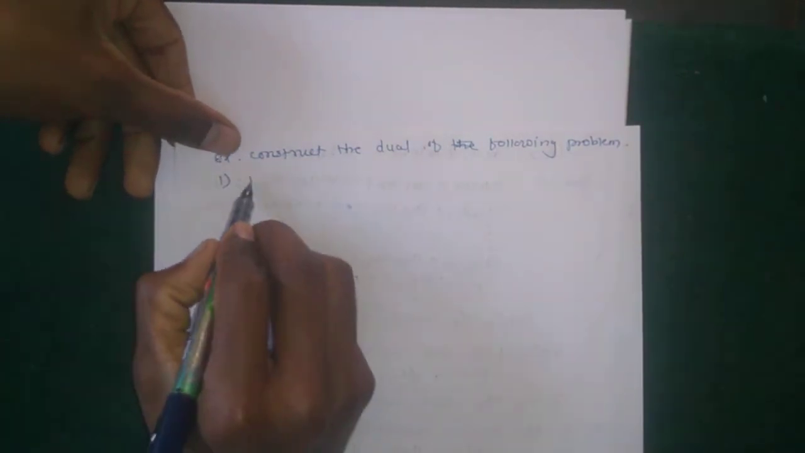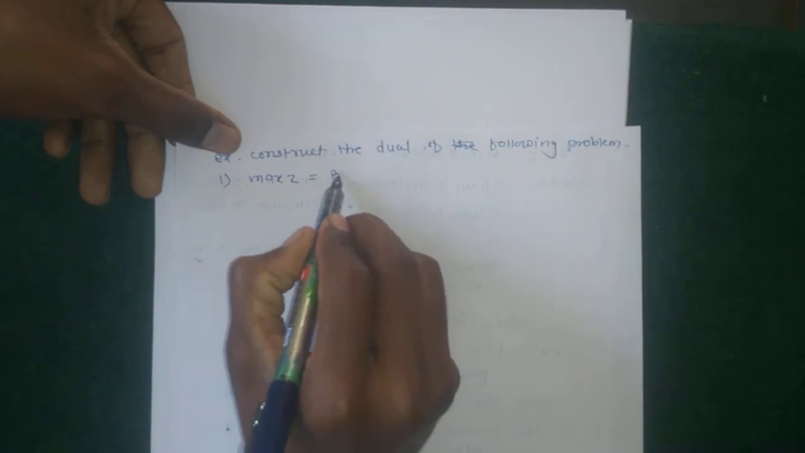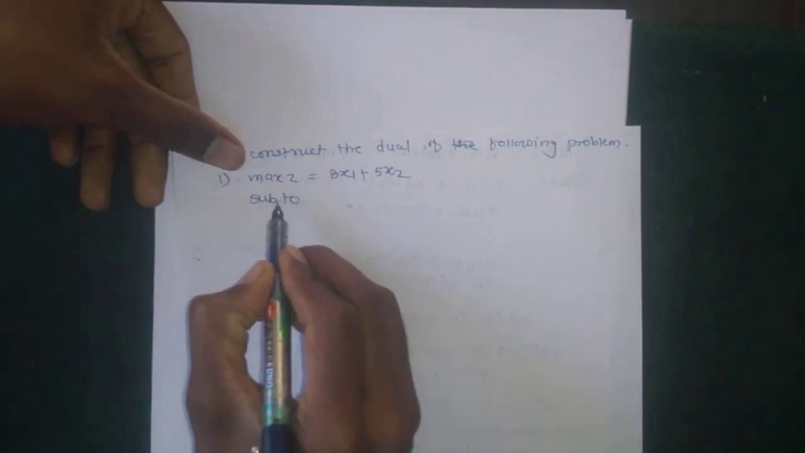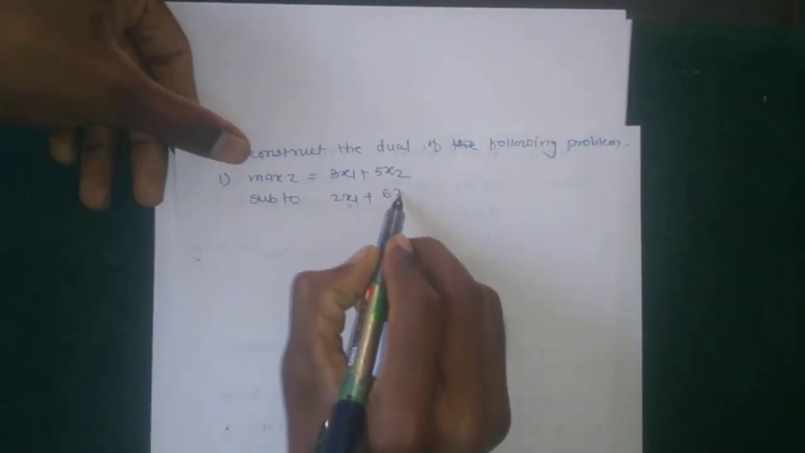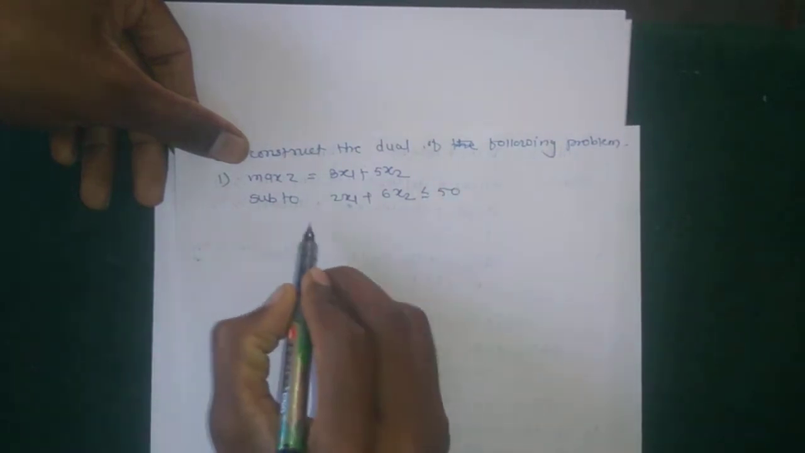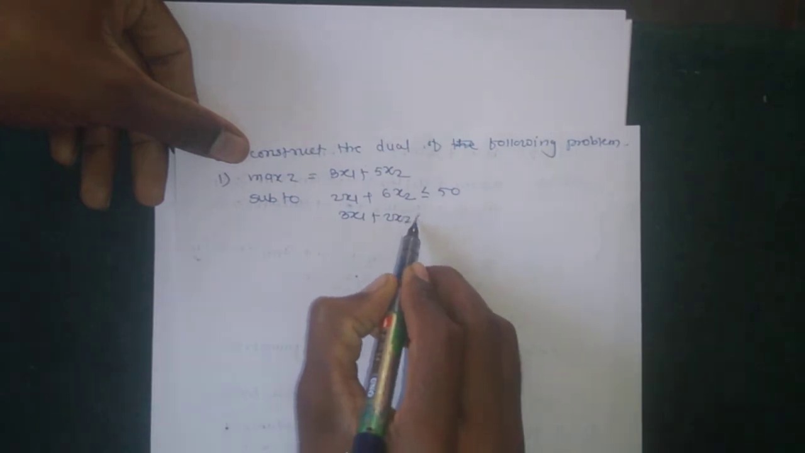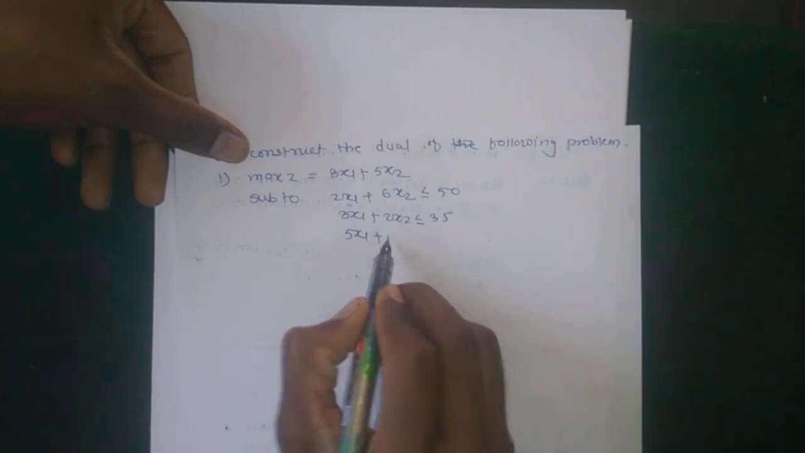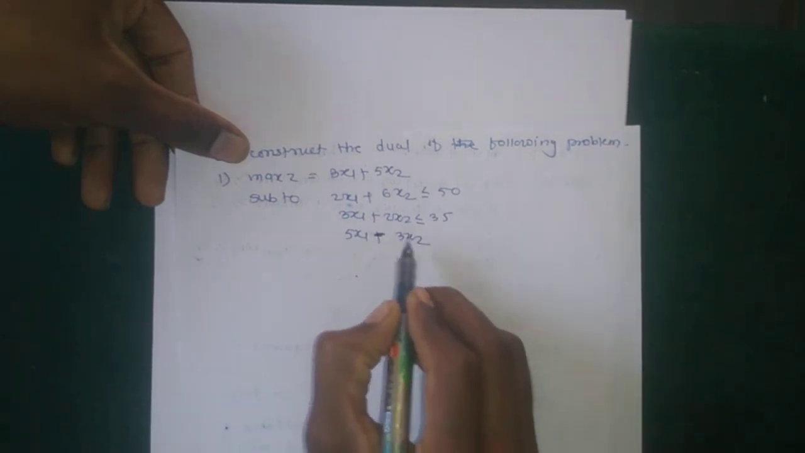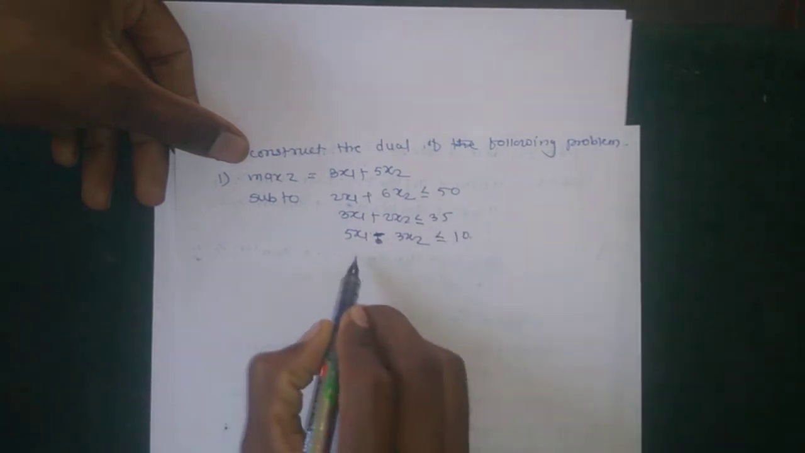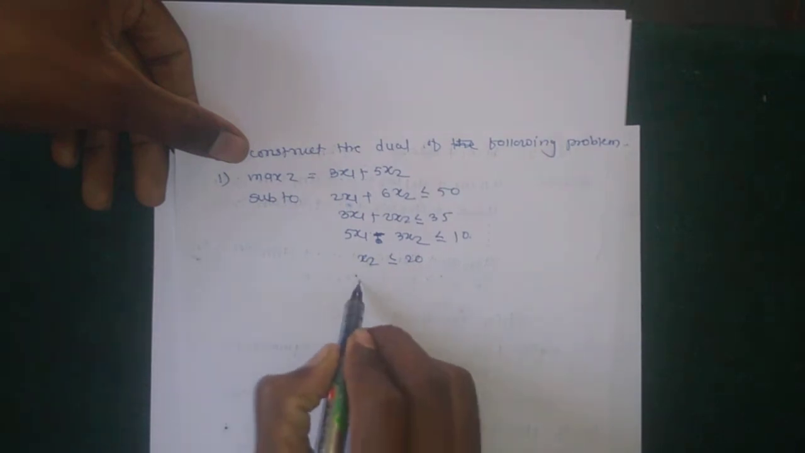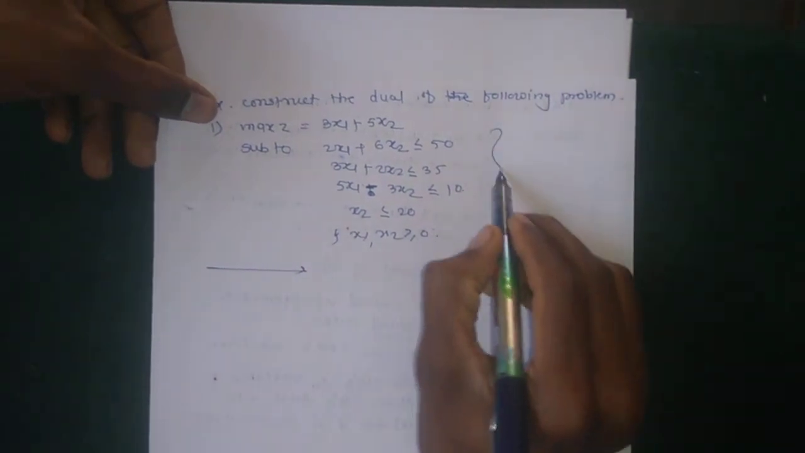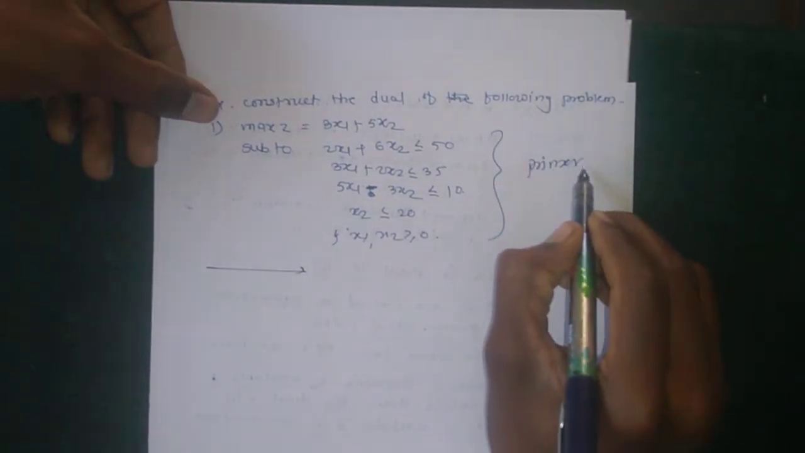First example: maximize z equals 3x1 plus 5x2 subject to 2x1 plus 6x2 is less than or equal to 50, then 3x1 plus 2x2 is less than or equal to 35, then 5x1 minus 3x2 is less than or equal to 10, then x2 is less than or equal to 20, and x1 and x2 are greater than or equal to 0. So this is our primal problem.